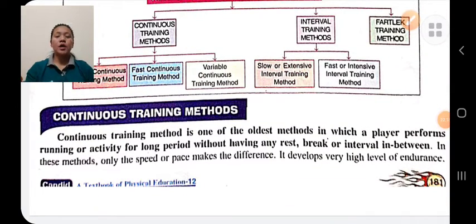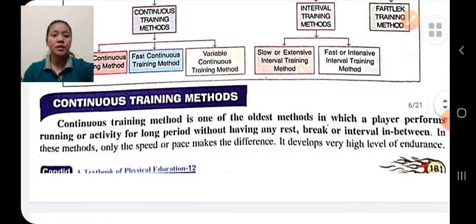Continuous training method. In this training method, the person has to perform the activity for a long period of time without having rest in between the workout, because in continuous training methods, the activity is done for a long period of time and the intensity is low. We do the activity for a long period of time without having any break in between the workout. Continuous training method.